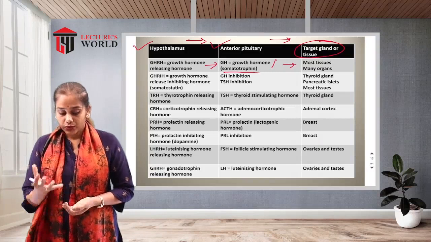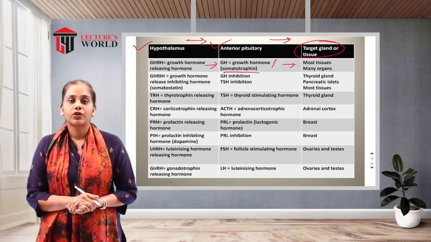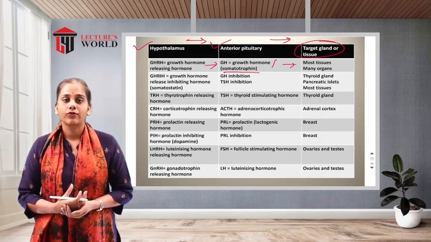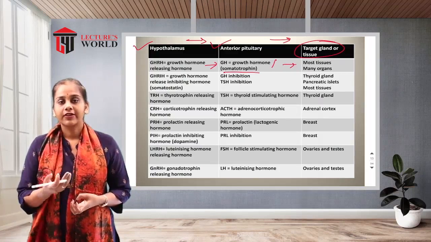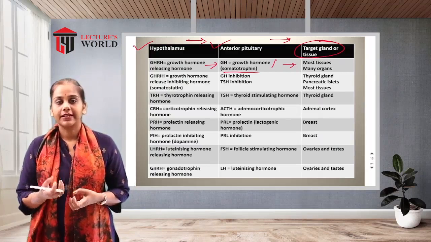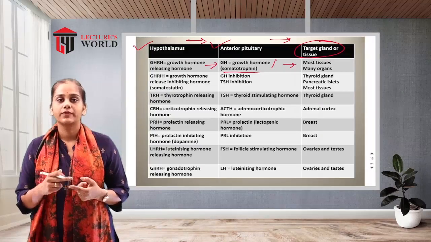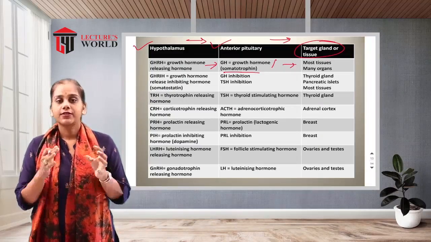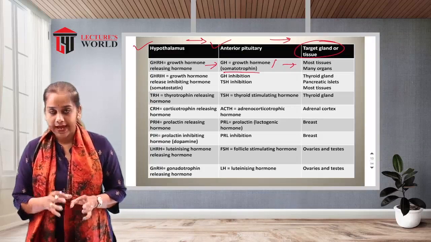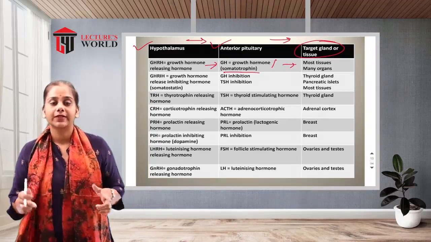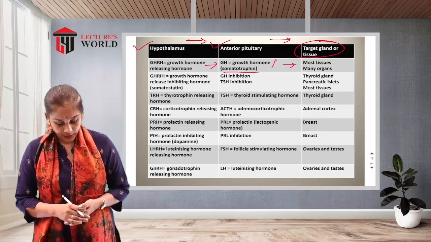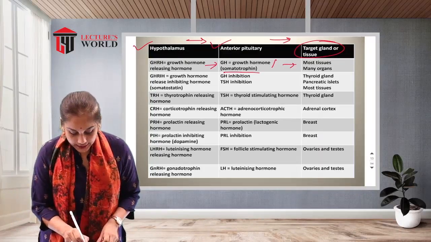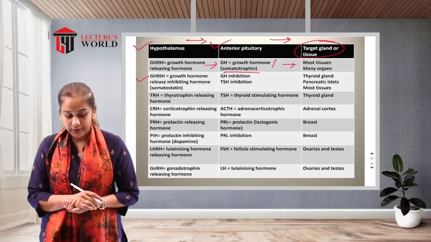So growth is because of the growth hormone. Our body is developing and expanding. Our size, that is length, height and weight, is increasing. Why? Because of the growth hormone. The growth hormone goes directly to most of the tissues and cells in our body. Then the second hormone is growth hormone releasing inhibiting hormone.